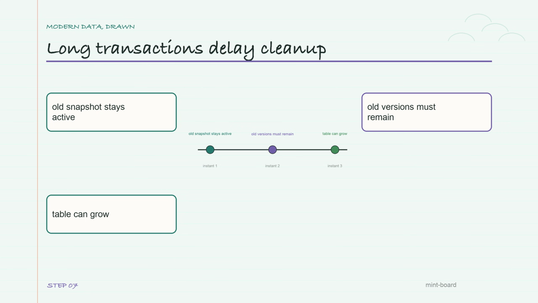Read the drawing from one idea to the next. Old snapshot stays active, then old versions must remain, then table can grow.